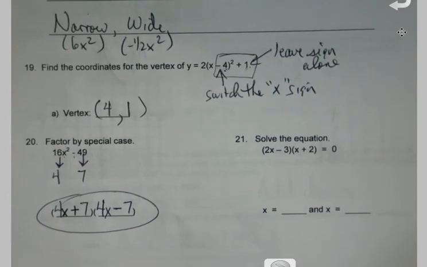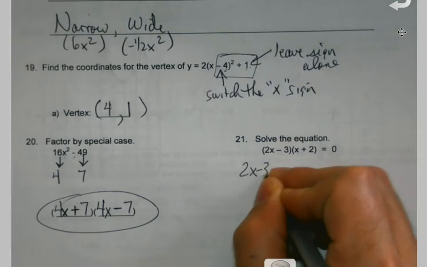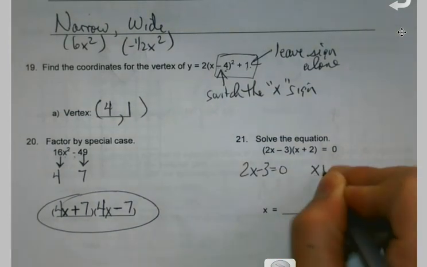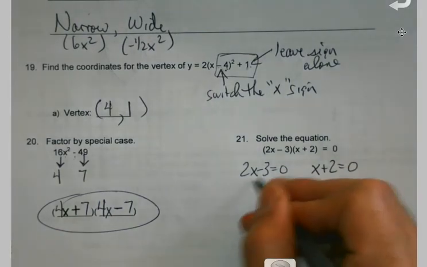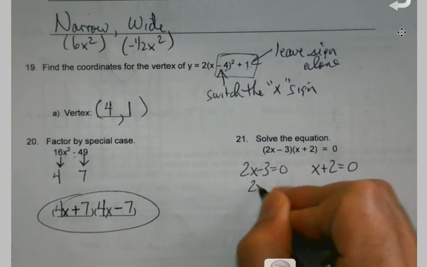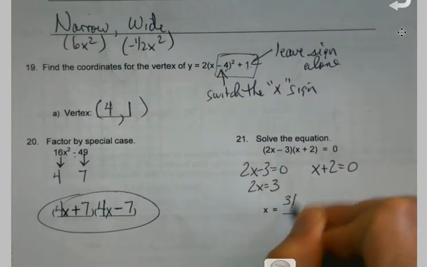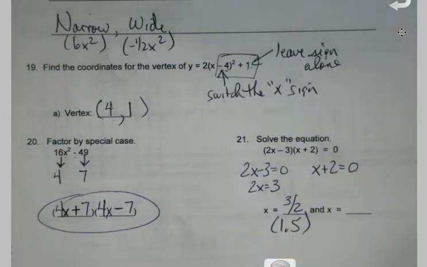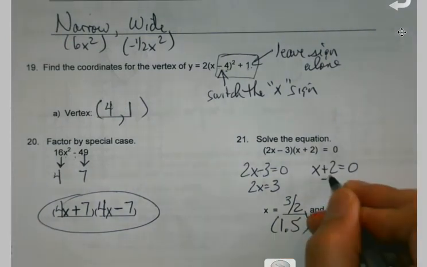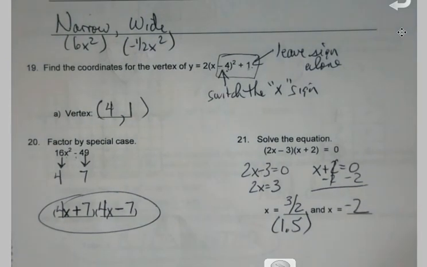And then the other one's nice. It's factored already. So your only job is to set each set of parentheses, each quantity, equal to 0 and solve for x. So I'm going to add the 3 and divide by 2. Or if you like the decimals better, if you do it in the calculator, that's okay. And then minus the 2 here, and I get my second answer.